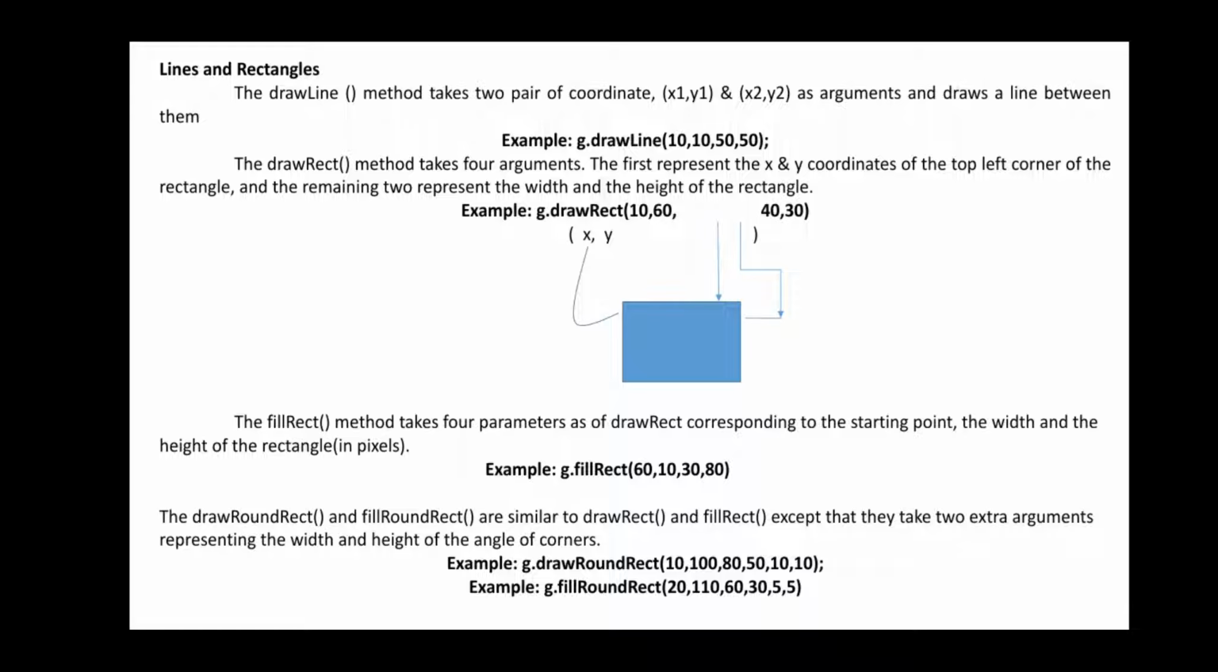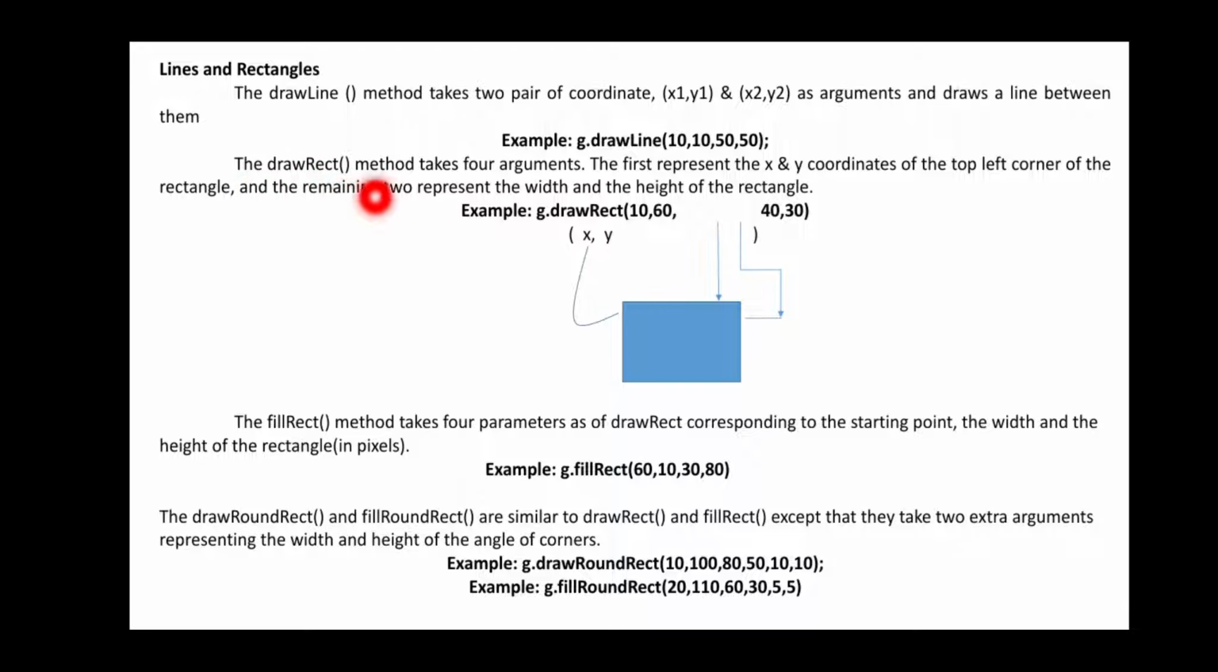So when you start with x1 y1, it points to the first element, and next it draws up to x2 y2, where you stop. For example, to draw a line, the starting point should be 10 and 10 and the ending point should be 50 and 50. It is going to draw one line from 10 to 50. This is how you define draw line.